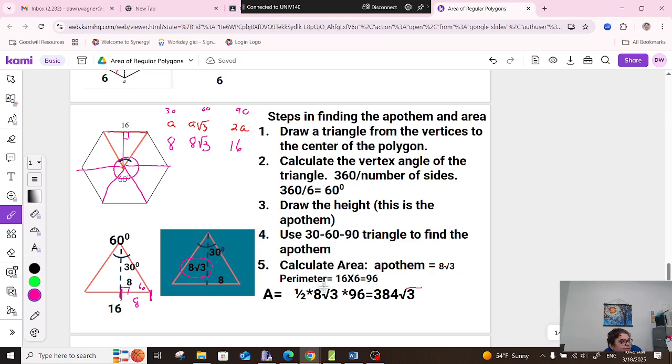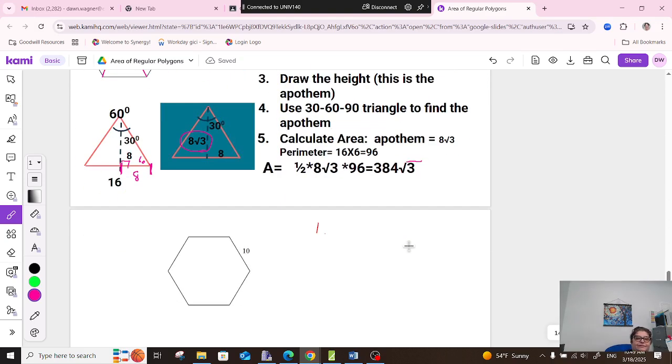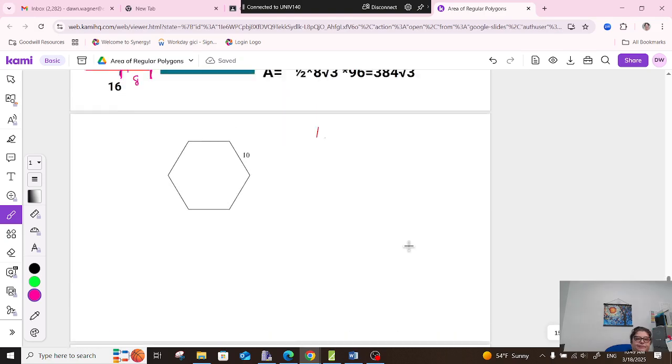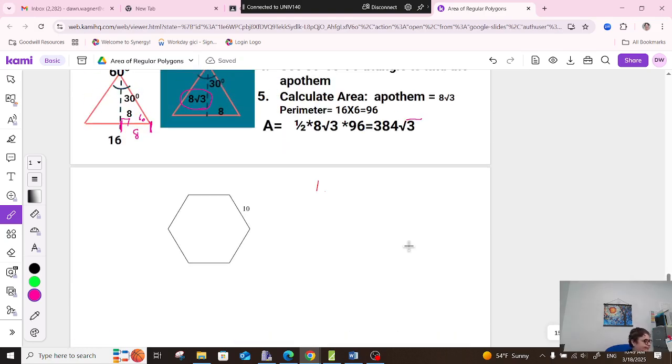And you are allowed to use these guided notes for your test, right? So this is kind of an important thing to make sure you have when you take your test, because all the steps are typed out for you. Let's do an example. You have this one on your paper. Okay.